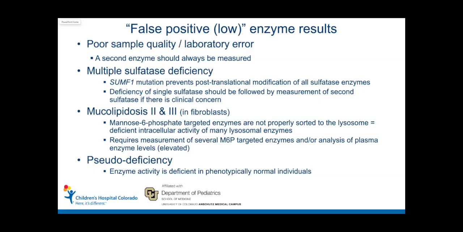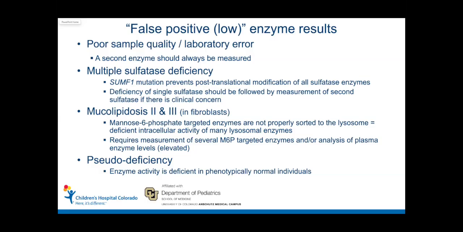I do want to point out, since we're talking about MPS, that there are a couple of non-MPS or MPS-similar disorders that can give you low enzyme activity. One of those is multiple sulfatase deficiency. This is a condition where you cannot make a post-translational modification of most or all of your sulfatase enzymes. And so the sulfatase you're looking at is deficient, but a bunch of other sulfatases are deficient too.